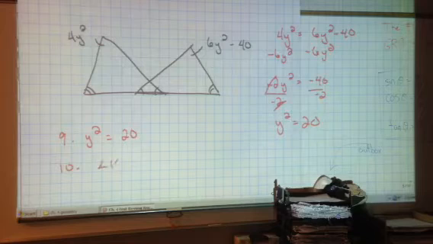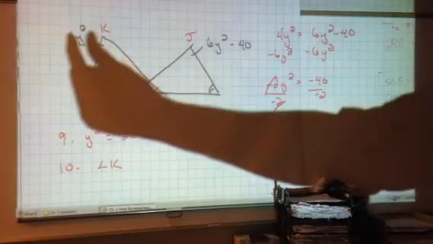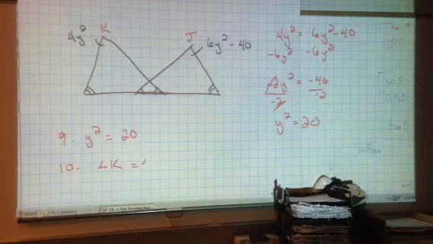Number 10 wants angle K, which is this angle up here. That's J. Well, that's J. To find angle K, I'm just going to plug 20 in for y. So it's going to be 4 times 20, which is 80.